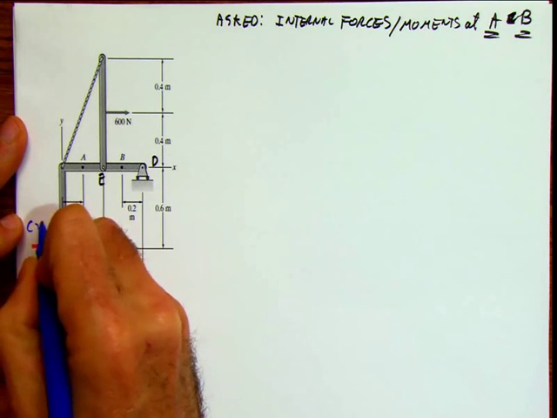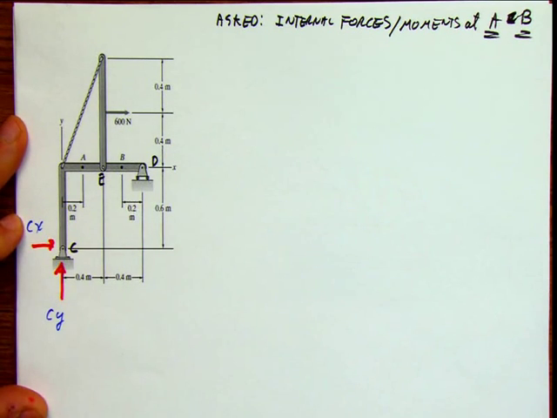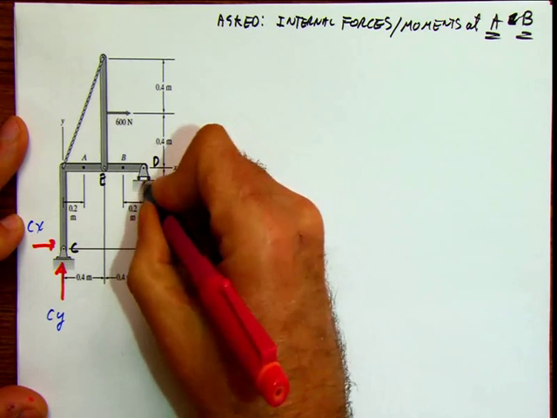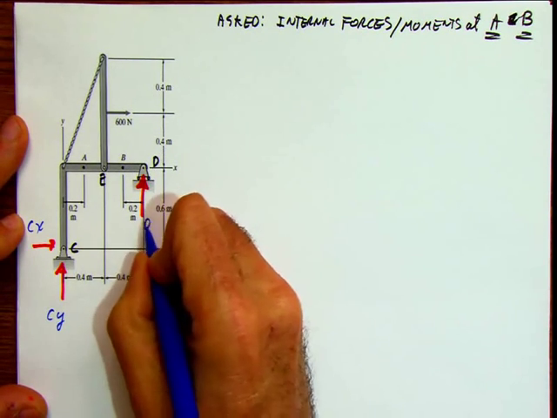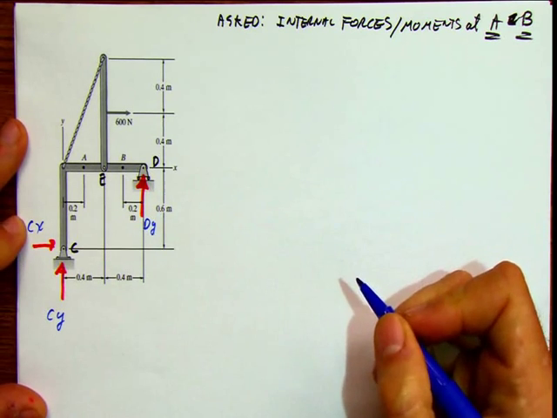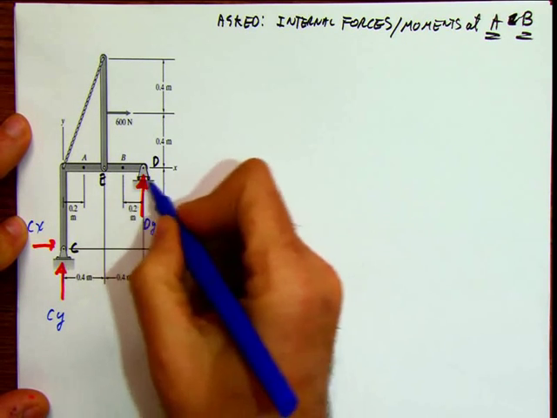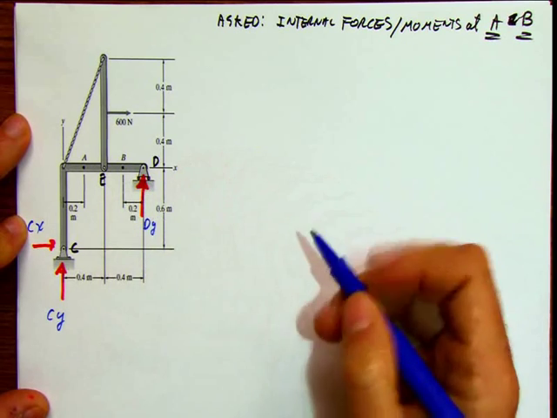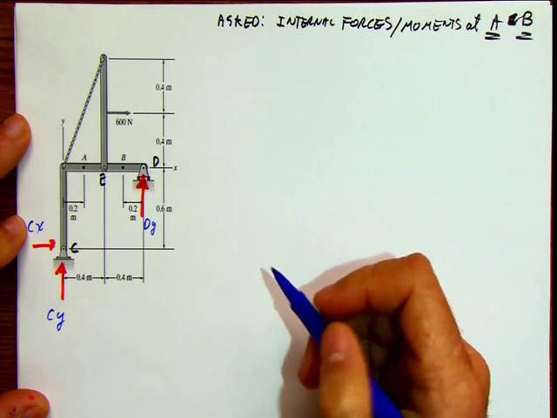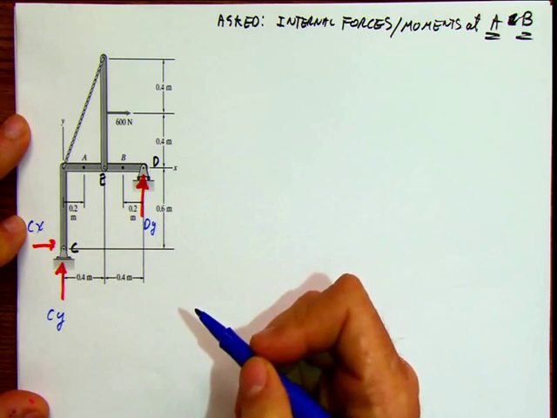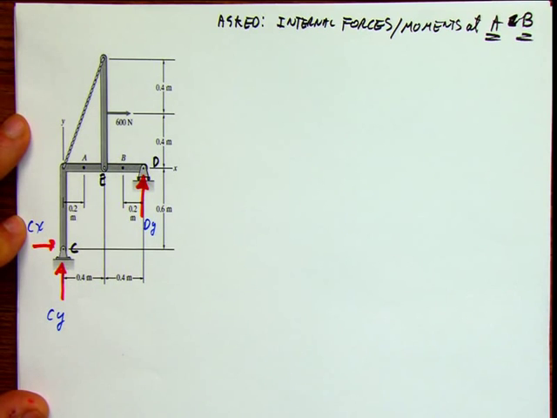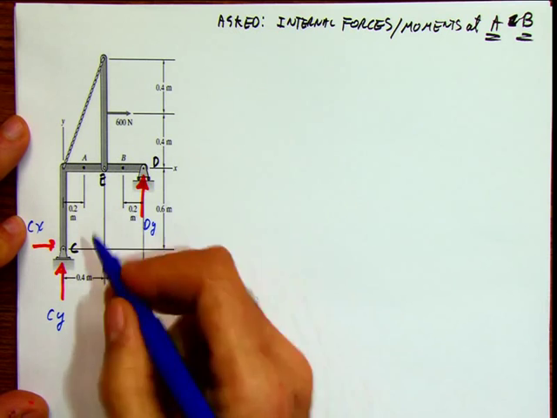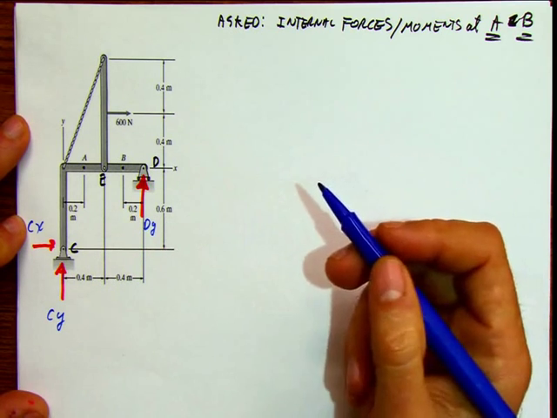And this other support here is a roller, and for the roller we are going to call that Dy. Remember, the roller produces one reaction perpendicular to the surface where the roller is acting. And these are my 3 reactions here. 3 unknowns, and 3 equations of static equilibrium for rigid body equilibrium. That means that we can solve this problem.